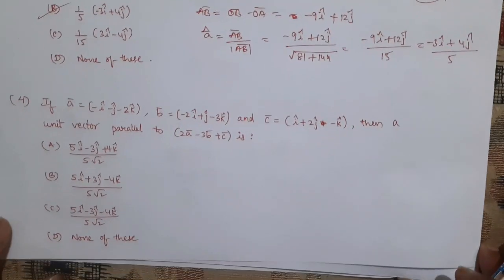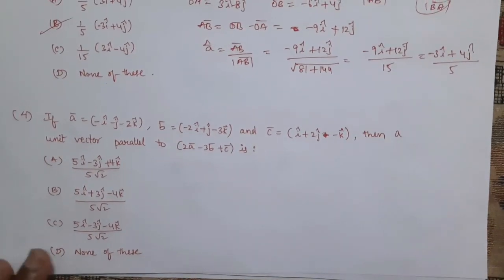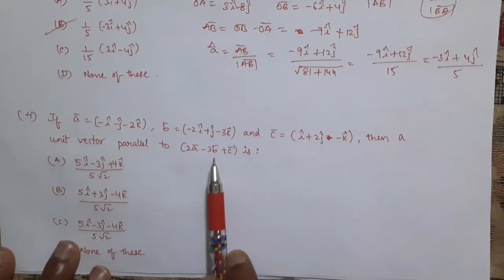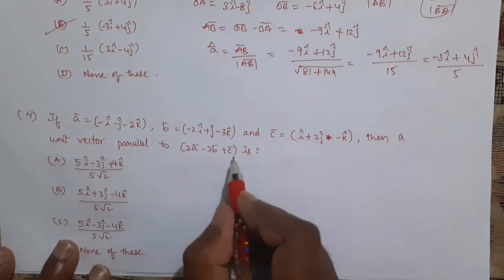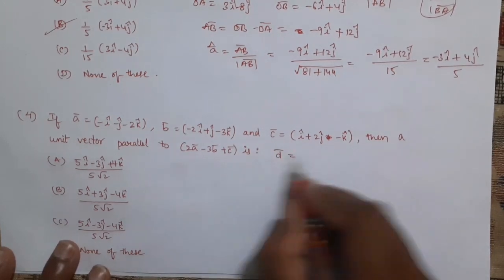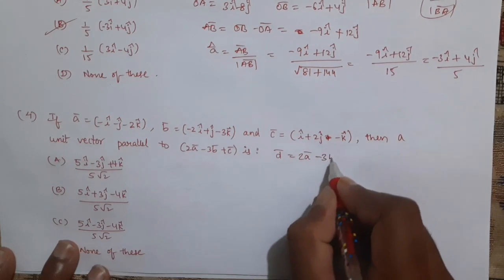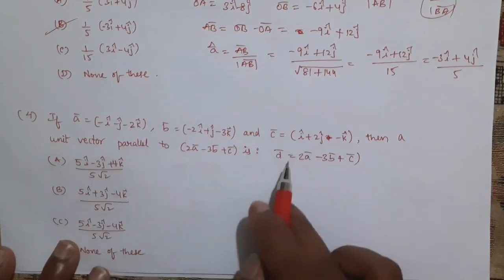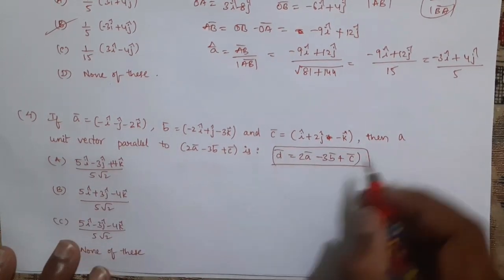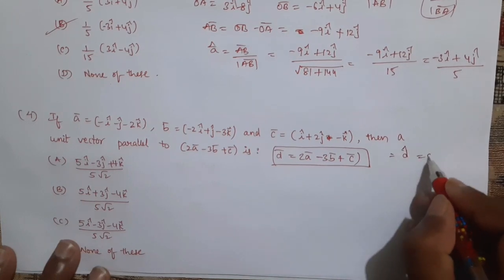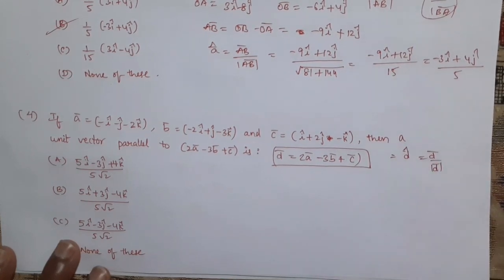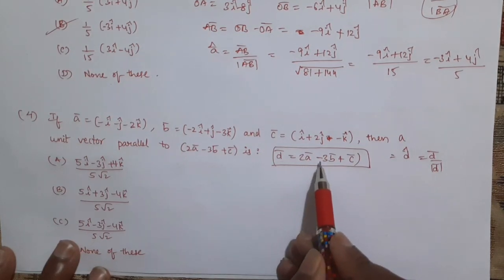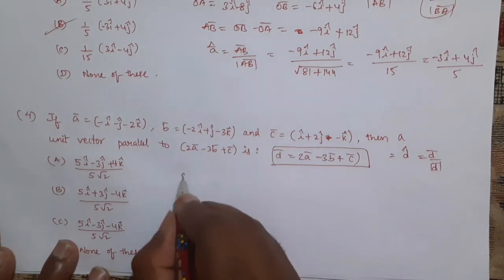Next, if a bar, b bar and c bar are given, then a unit vector parallel to this one. Unit vector parallel to this one means if we consider this as some d bar, which is 2a bar minus 3b bar plus c bar, the unit vector parallel to this d bar is d cap is equal to d bar by modulus of d bar, as in the previous problem. But first we need to find d bar. What is d bar? 2 times a bar minus 3 times b bar plus c bar. So that I will find first.